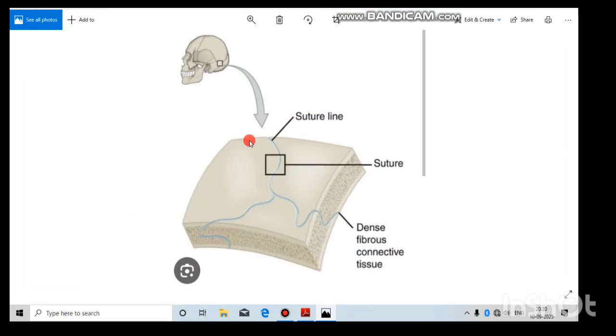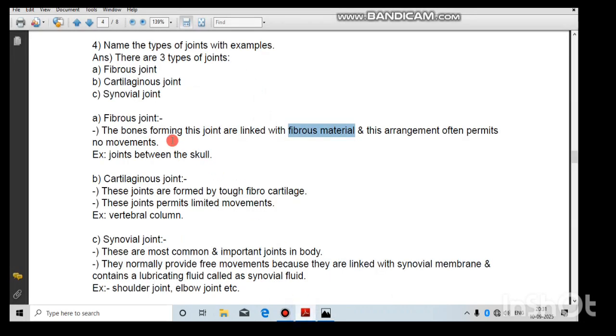As you can see here in the image, the best example for a fibrous joint is the joint between skull bones. Here I have zoomed in, that is between the skull bones. As you can see, there is a joint where there is no movement. So that is the fibrous joint. The example is joints between the skull.